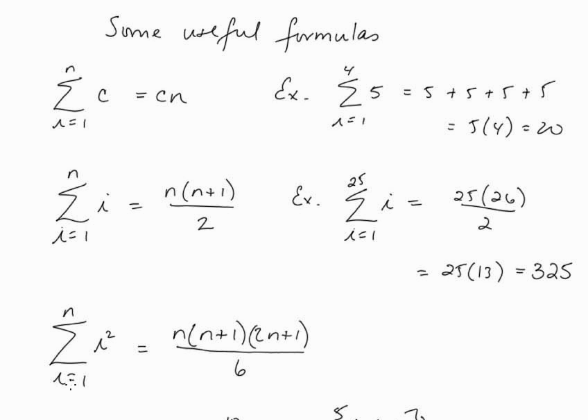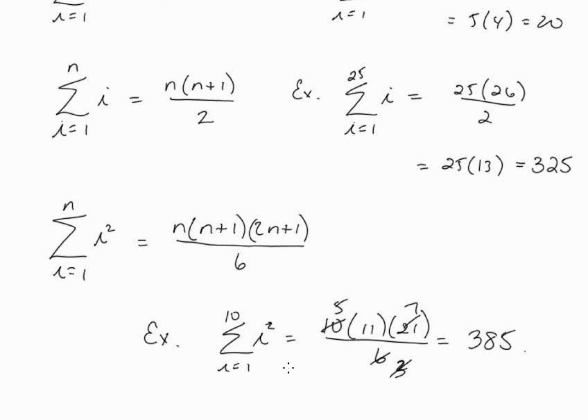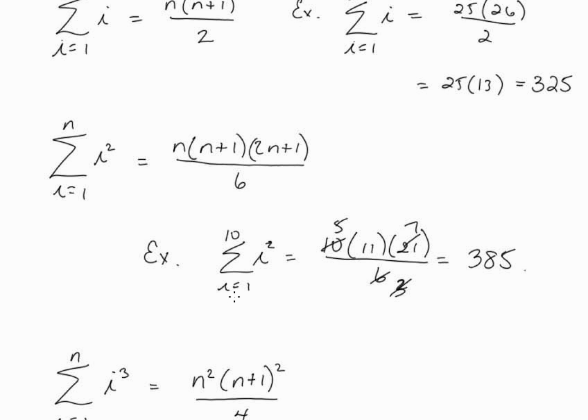We also have a formula for I going from 1 to n of I squared. That's n times n plus 1 times 2n plus 1 over 6. And so, for example, in this case, if we have I going from 1 to 10, summation of I squared, n is equal to 10. And so we're going to have 10 times 11 times 21 over 6. And in this case, that simplifies to 385. Again, it's a nice convenient summation formula.